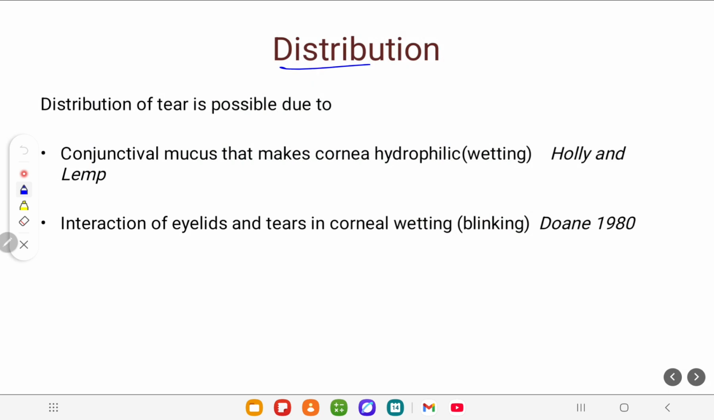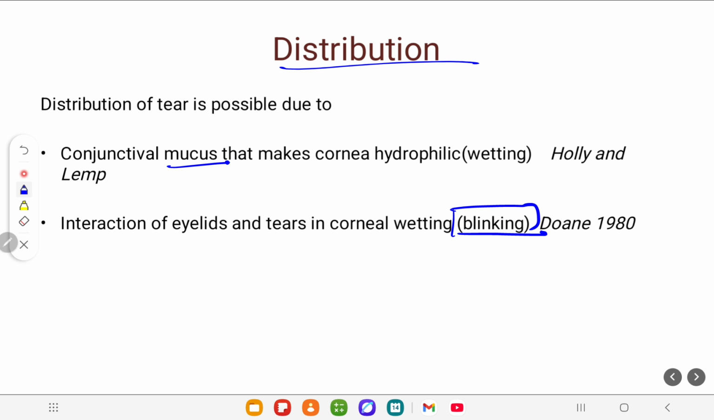So distribution of the tear film is possible due to conjunctival mucus that makes the cornea hydrophilic. What do you mean by that? Basically it means distribution of the tear film is possible because mucus is attached to the cornea. Yes, that's the concept. So the interaction of eyelids and the tear in corneal wetting is basically blinking. Blinking is a major important factor whenever we talk about distribution of the tear film.